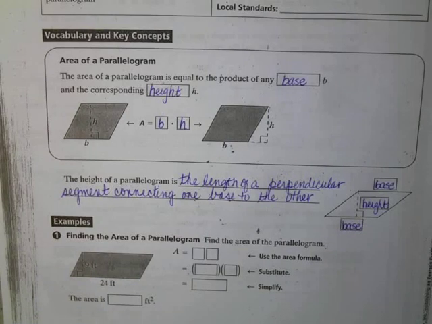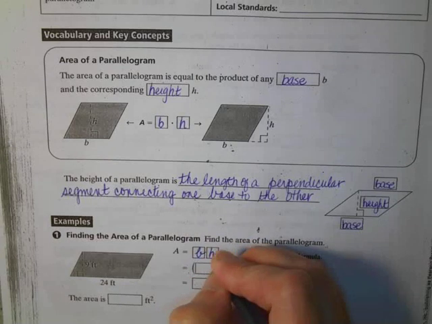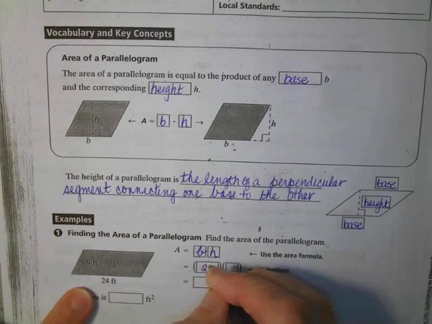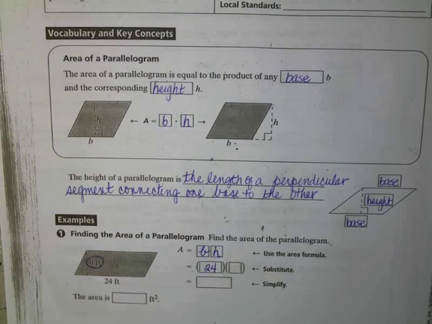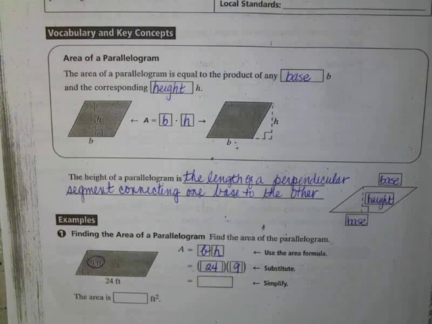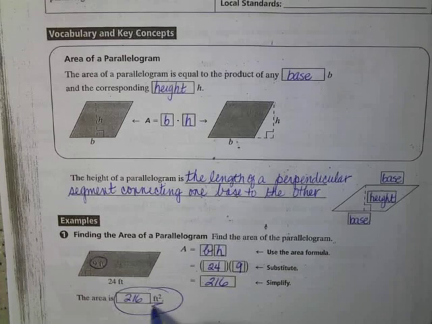Okay, so let's look at an example here, finding the area of a parallelogram. Find the area of the parallelogram. Remember, area is base times height, which is the formula. So I'm going to substitute 24 for the base, and the height is 9, and these are all in feet. So you take 24 times 9, and that gives you 216. So the area is 216 square feet.